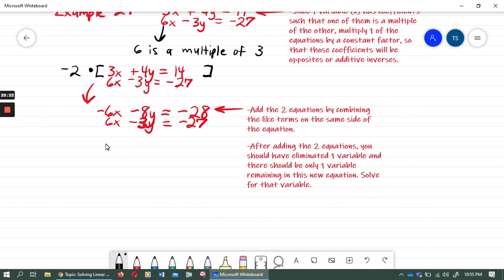But anyway, guys, we've done something right here on this video. So we're going to add these together, and when we do, we'll see that one of our variables will be canceled out and we'll only have one variable remaining in this new equation. We will solve for that variable. Let's go ahead and work that out. So let's add these two equations together.